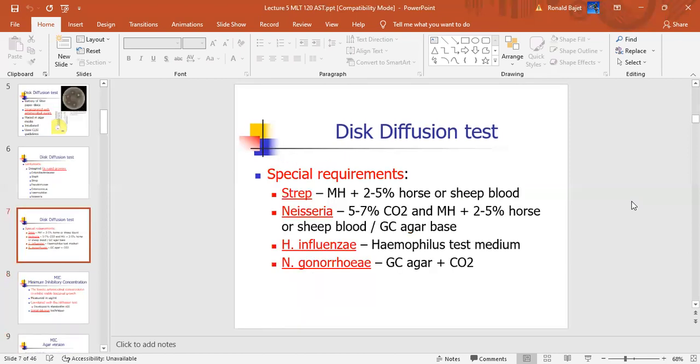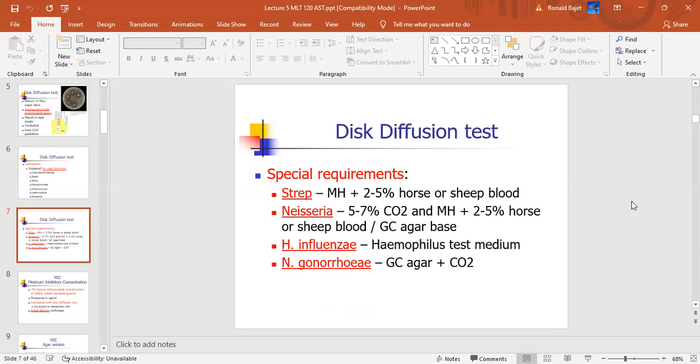Okay, so Strep, Neisseria, H. flu, and Neisseria gonorrhoeae have special requirements. For Strep, you have to do your Kirby-Bauer on horse or sheep blood agar. Neisseria has to be in CO2, definitely, and MH is Mueller-Hinton agar plus 2 to 5% horse or sheep blood. GC agar base, okay, gonococcal. There's a specific agar, usually modified Thayer-Martin.